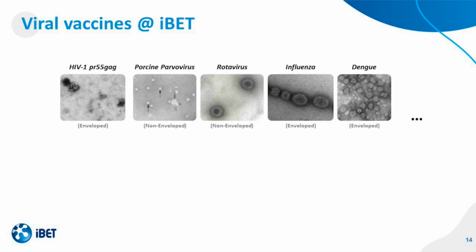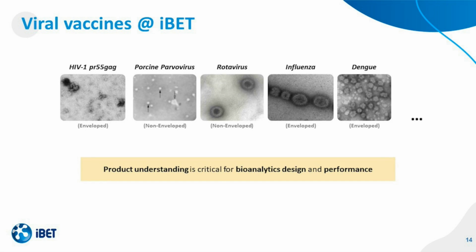At IBET, we have been using animal cells for the production of several viruses and virus-like particles for vaccine applications. And these particles can be very different in terms of size, in terms of the presence of an envelope, and so on. And understanding all of these characteristics is critical to a successful design and performance of the bioanalytics, and of course, bioprocess monitoring and optimization.